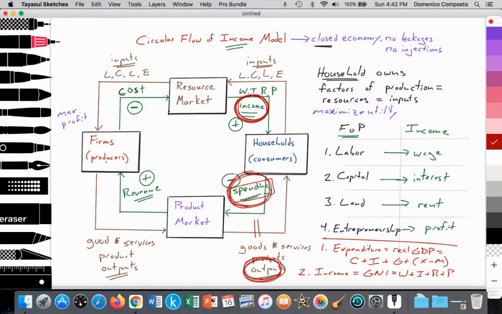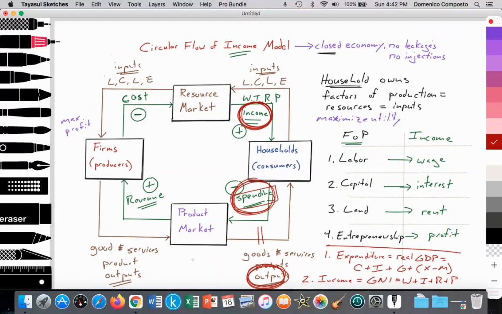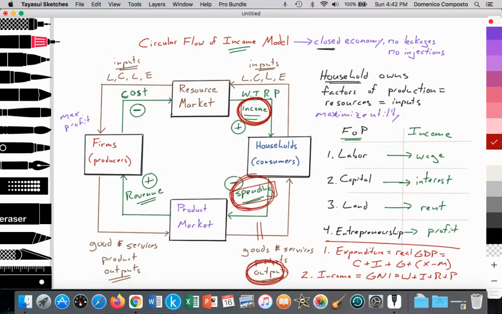So we're going to get into detail with this in macroeconomics, looking at the expenditure approach, GDP, particularly real GDP, and the sum of consumption spending, investment spending, government spending, and exports minus imports, and gross national income, as the income approach, where we're measuring wages, interest, rent, and profit to measure production in an economy over time.